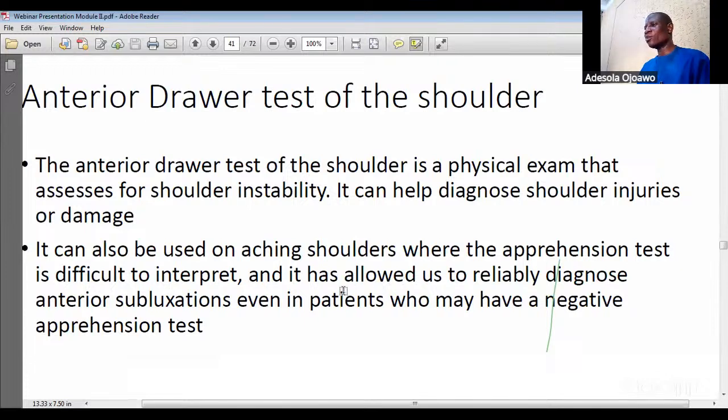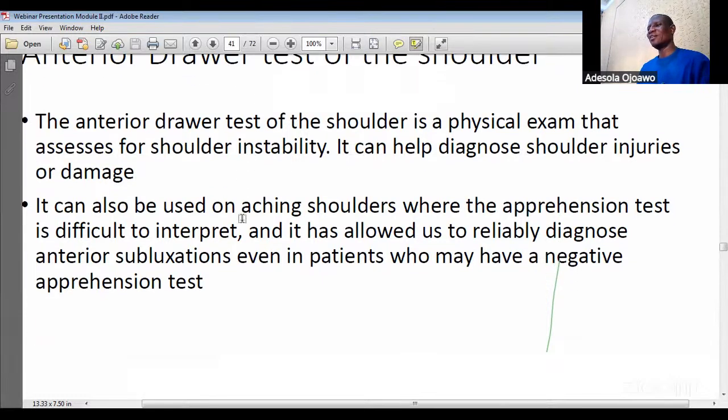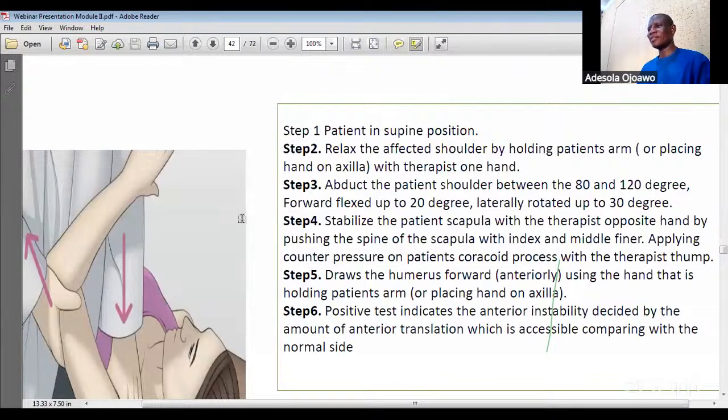And it has allowed us to reliably diagnose anterior subluxation, even in patients who may have a negative apprehension test. Right? If there's a mild subluxation of the shoulder joint, especially anteriorly, and you do the apprehension test, patient doesn't give any sign. That's what we are saying here. Then one may go and do what's called anterior drag test. The question is that, how do you do anterior drag test? Then you are following me? Yes. Can we see this?